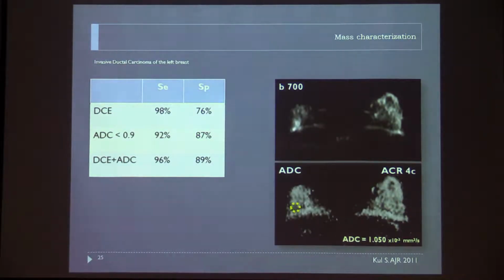And if you look at the literature, you can see that when you combine diffusion and contrast injection, the sensitivity is almost the same, but you slightly improve the specificity, which is a good thing, because our problem in MRI is just the specificity. Sensitivity is usually very good, but specificity is usually not very nice. It's around 75. So if you can improve that a little bit, it's good.